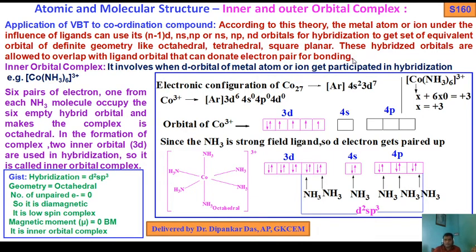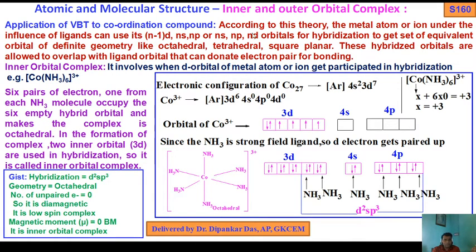So when the ligand approaches the metal atom or ion, the metal uses its (n-1)d, ns, np or ns, np, nd orbitals for hybridizations to get a set of equivalent orbitals of definite geometry like octahedral, tetrahedral, square planar. These hybridized orbitals are allowed to overlap with ligand orbitals that can donate an electron pair for bonding, so that the ligand donates an electron pair to a vacant orbital of the metal atom.